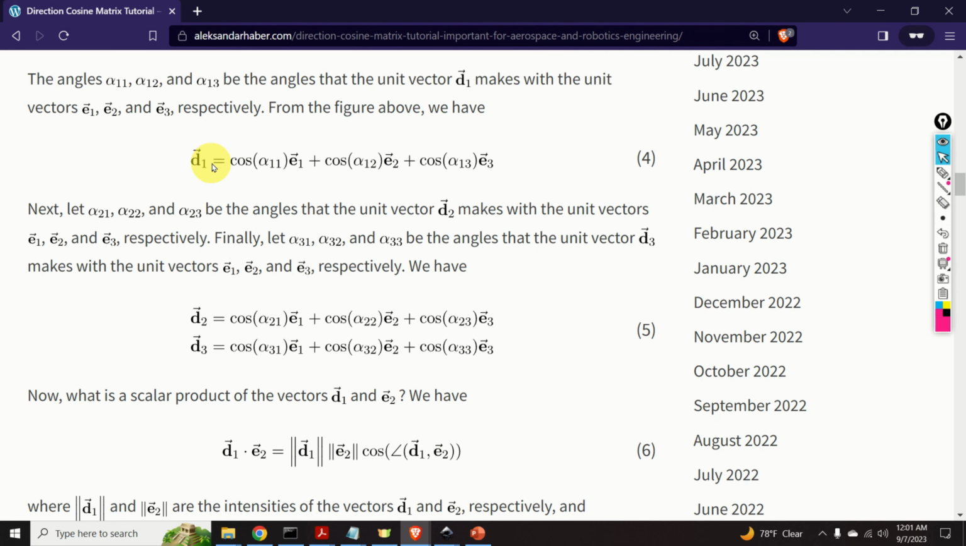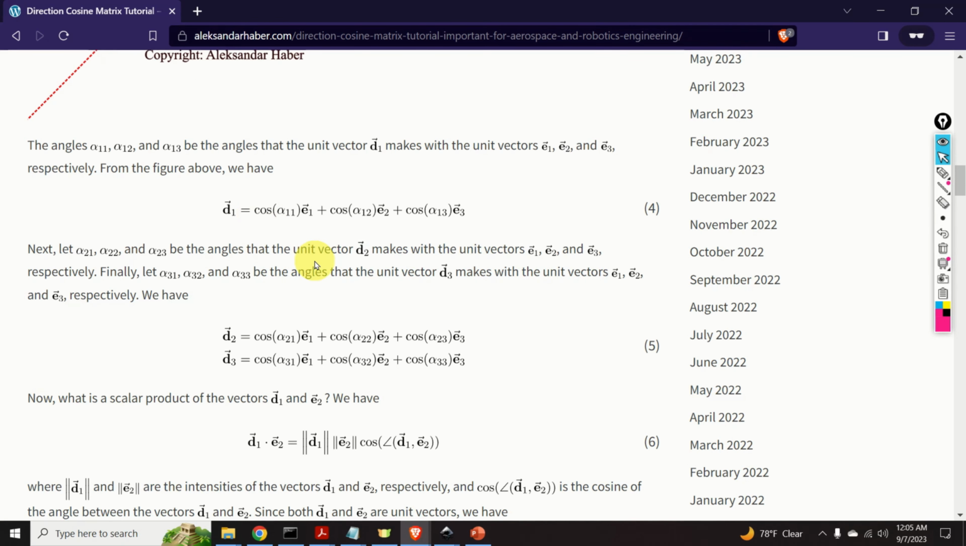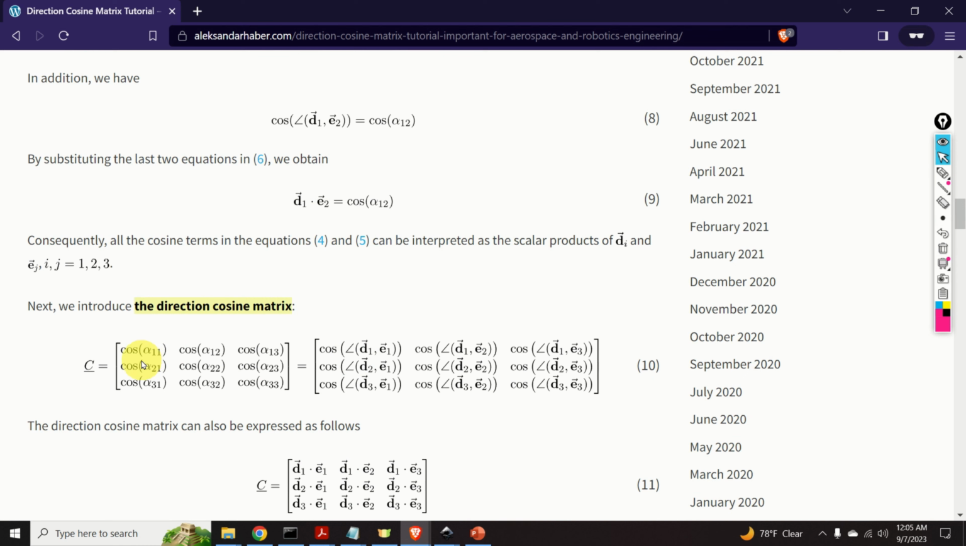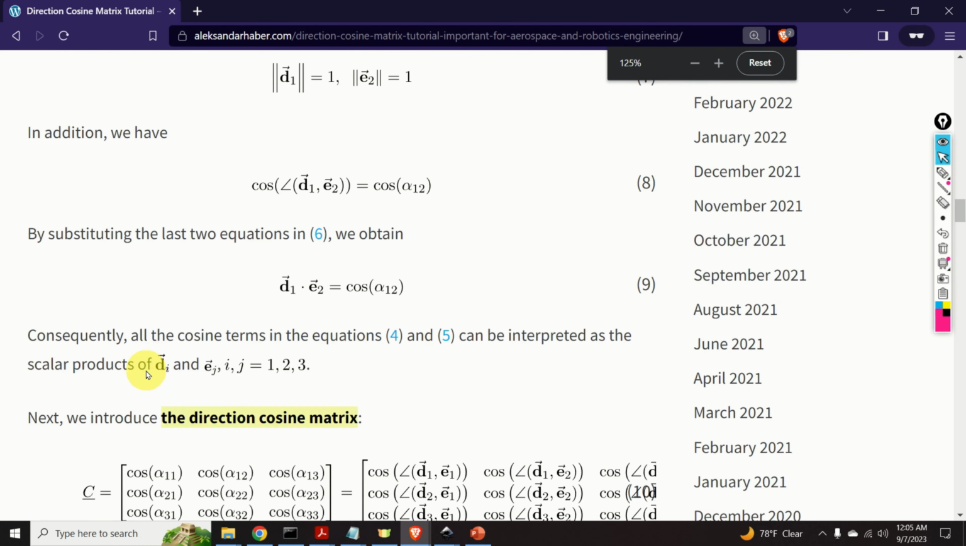These three equations are very important since they show us how to represent the unit vectors of the coordinate system D by using the unit vectors of the coordinate system E. Furthermore, these three equations are actually defining the direction cosine matrix. In the sequel, I will explain how to form the direction cosine matrix by using these three equations. Here's the direction cosine matrix.